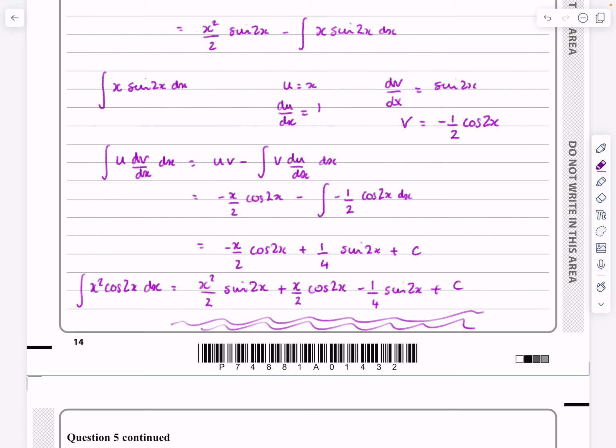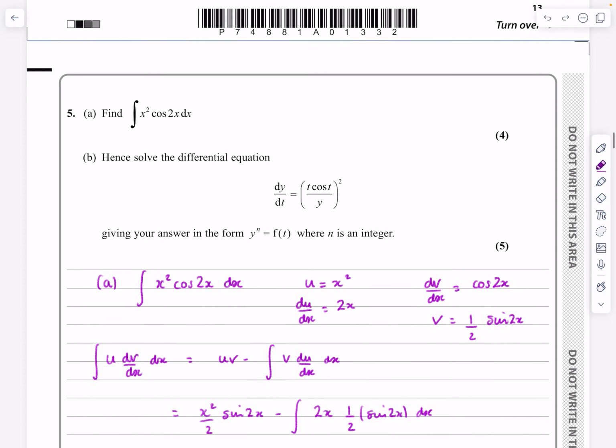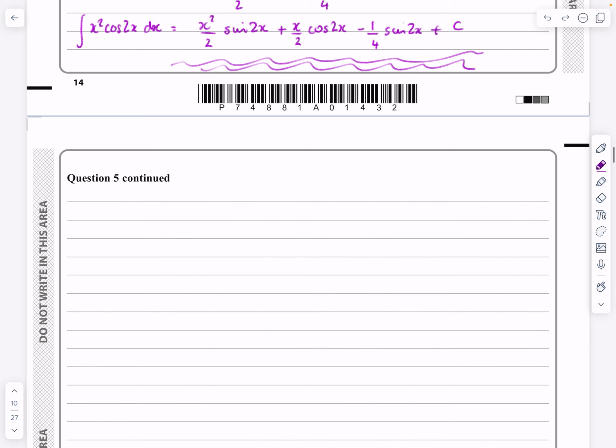So that's the integral of that first part. Okay, let's go back and look at part B. It says hence solve the differential equation. So we're going to be using this integral that we've just worked out to try and solve this equation here. It says giving your answer in the form y to the power of something equals, which is a bit far beyond me at the moment, I'll come back and look at it every now and then, but let's just see how far I can get with doing part B.